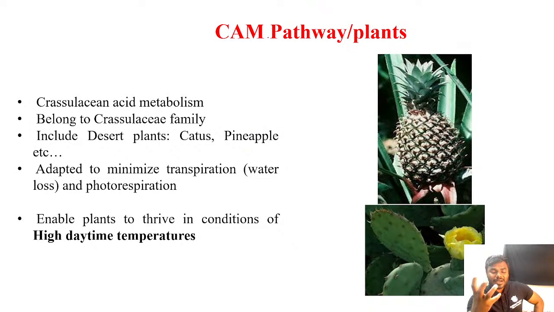Now, what kind of plants are going to follow the CAM pathway? The plants belonging to the Crassulaceae family all follow the CAM pathway. Best examples are all the desert plants like cactus, pineapple, bromeliads, agave, succulents, remember many. And what is the unique point you have to remember? We have to avoid the transpiration, and we have to avoid the photorespiration also.